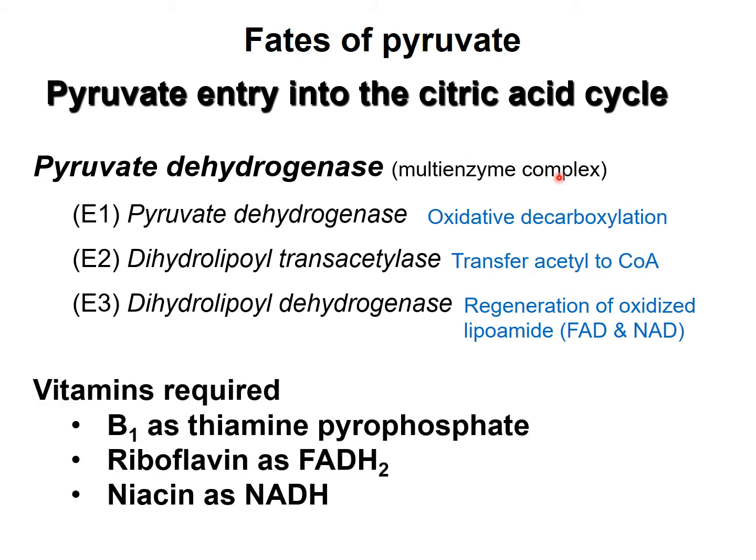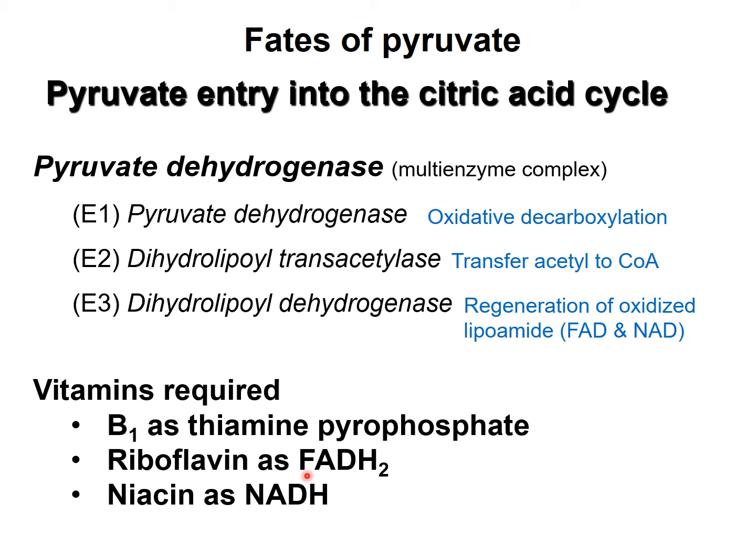So for this enzyme to function optimally, it will require some vitamins, which are the core enzymes, such as vitamin B1, B2 or riboflavin, B3 or niacin, because they act as the precursors to make these core enzymes like thiamine pyrophosphate, FADH2, NADH. They act as electron carriers for the reaction.